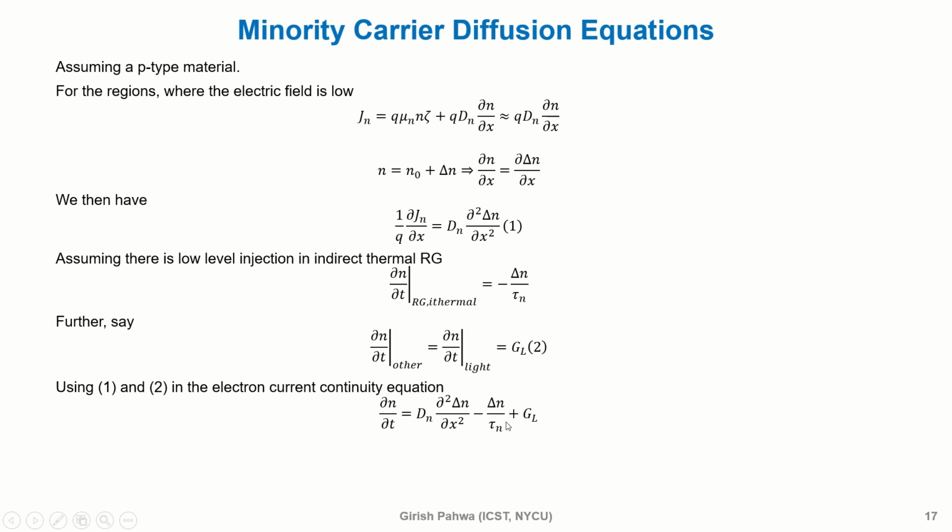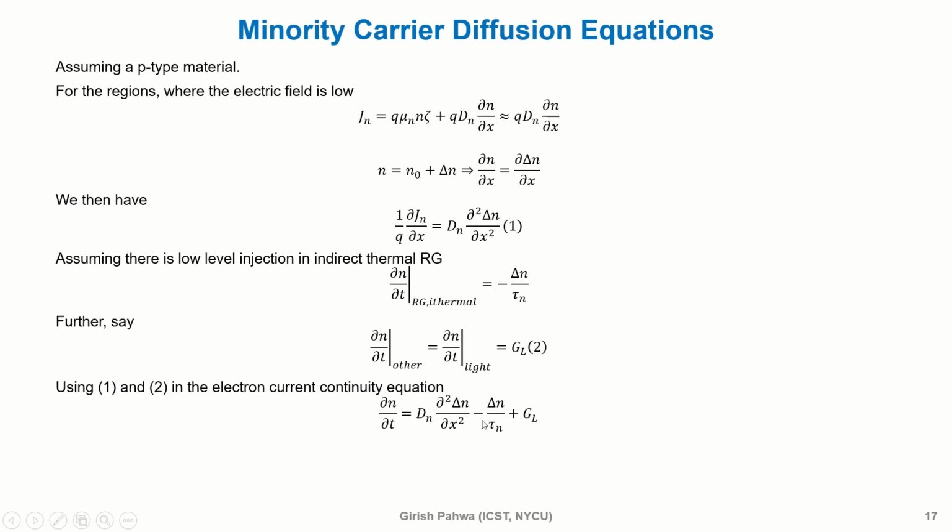If it is there, it is equal to G_L, and if you have some other things going on, you can add del n by del t due to those terms as well. This type of equation is called the minority carrier diffusion equation. There is no drift present, only diffusion. So what is this equation going to give you? It has the change in electron density with respect to time, as well as with respect to x. So this equation contains both time as well as position.